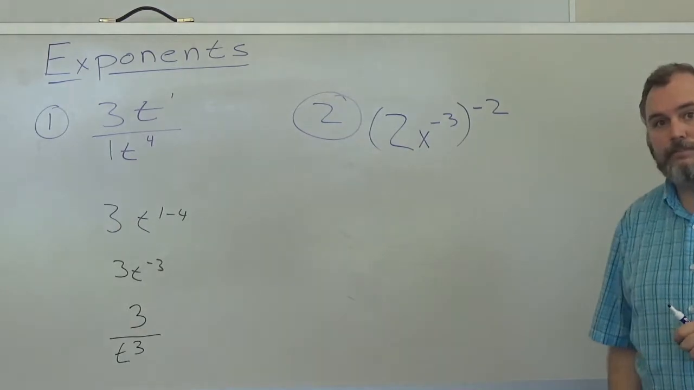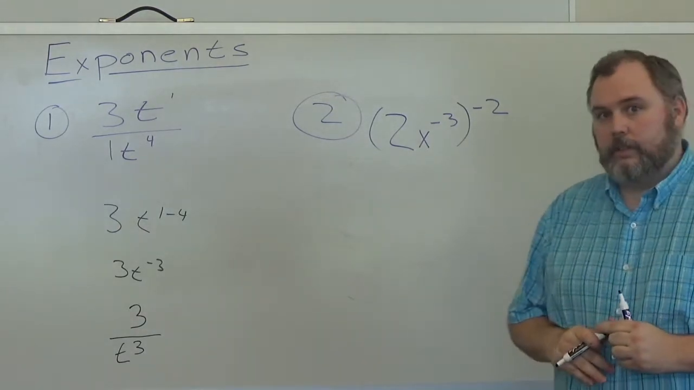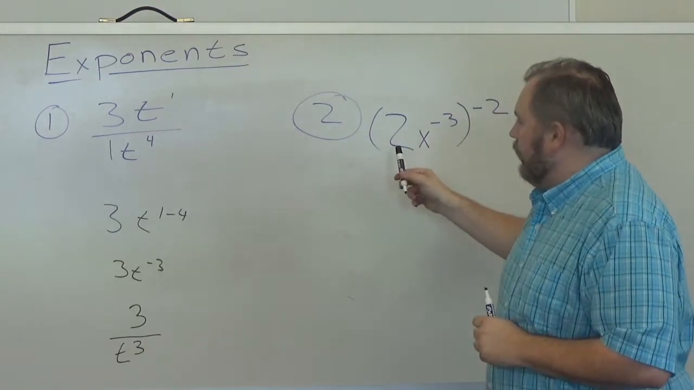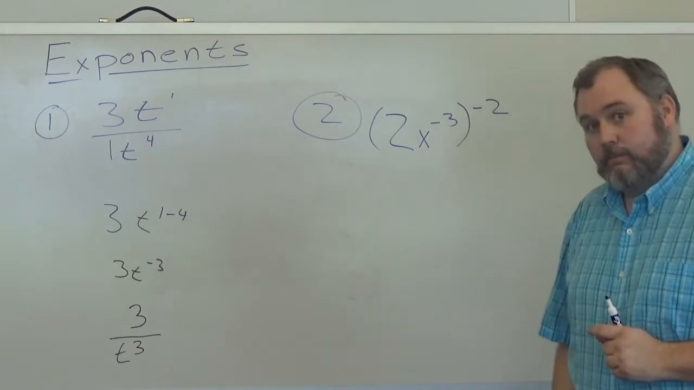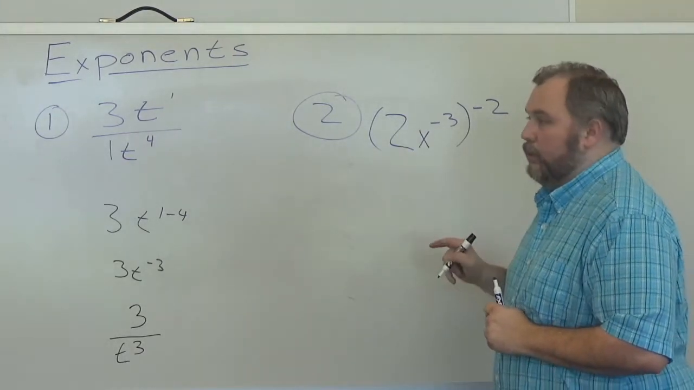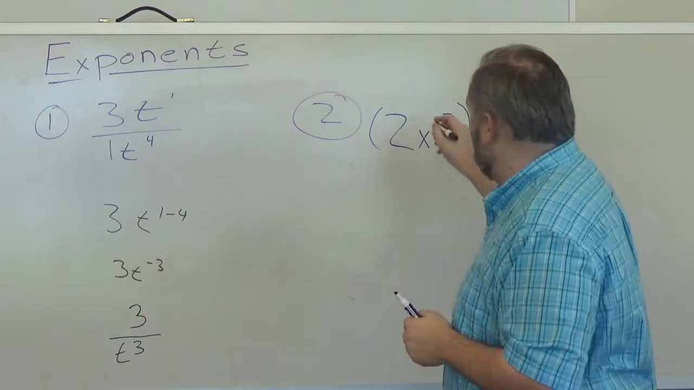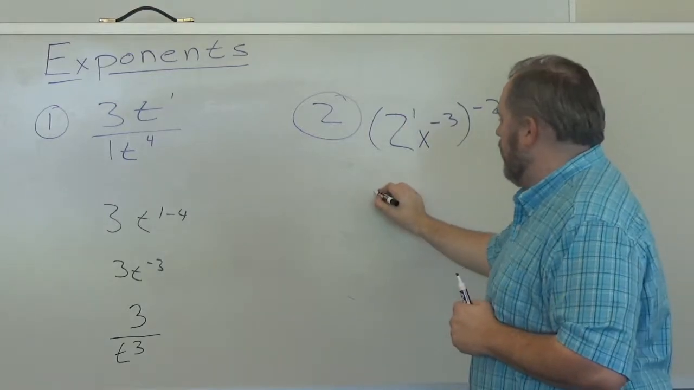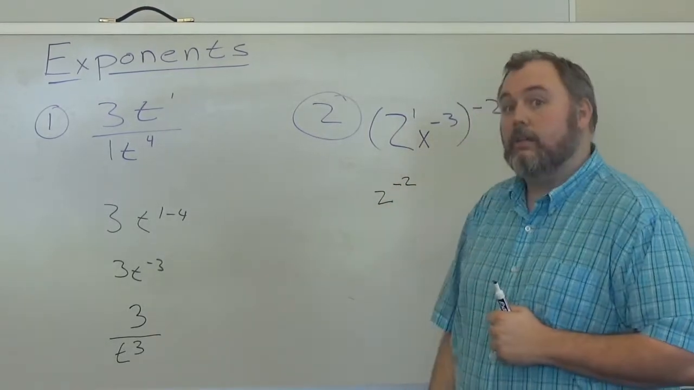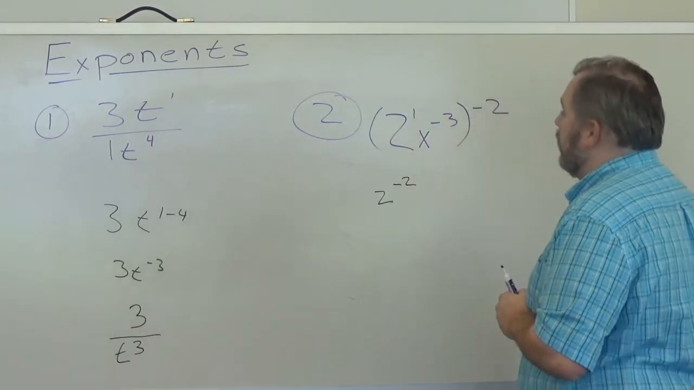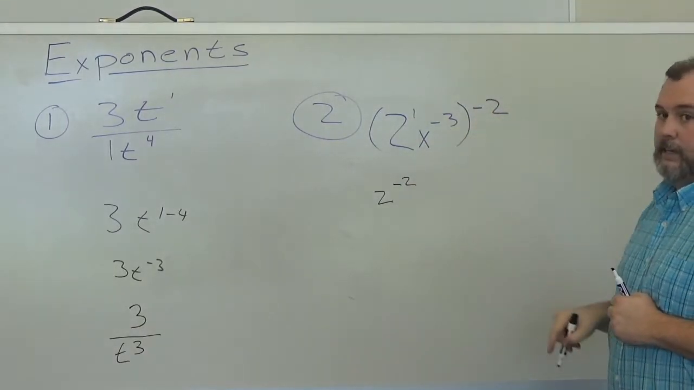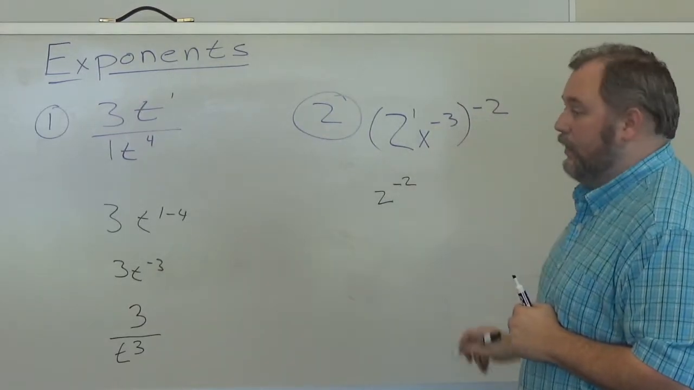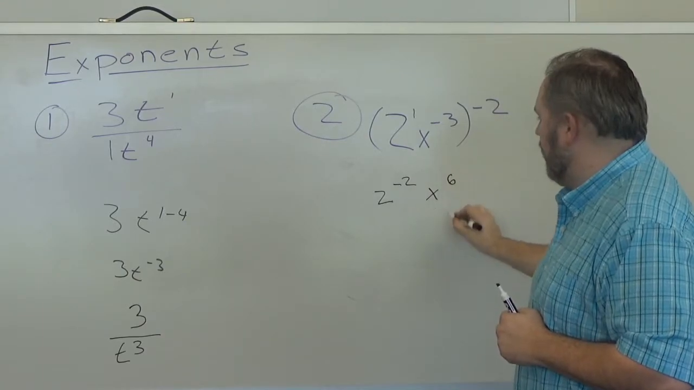Now let's look at this next one. A couple ways we could do this, but let's keep it this way. I am going to raise each piece to the negative 2 power. Alright? So really 2 has what exponent? It has a 1. So 2 to the 1st being raised to the negative 2 is 2 to the negative 2 power. So far so good? Now we're going to raise this x to the negative 3 to the negative 2 power. Well, in order to do that, negative 3 times negative 2 is x to the 6.